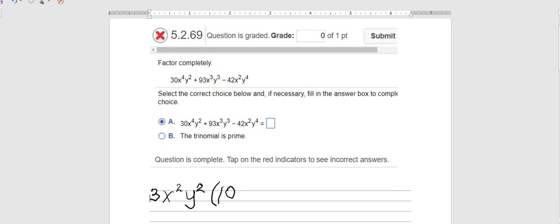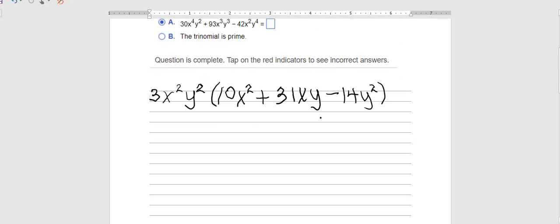This GCF multiplies by 10x squared in order for me to get the first term, 30x to the fourth y squared. The GCF multiplies by 31xy to give me the middle term of 93x cubed y cubed. And then the GCF multiplies by negative 14y squared to get the third term of negative 42x squared y to the fourth.